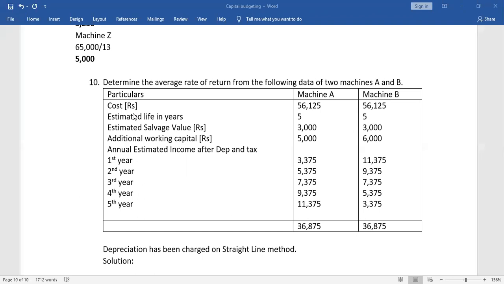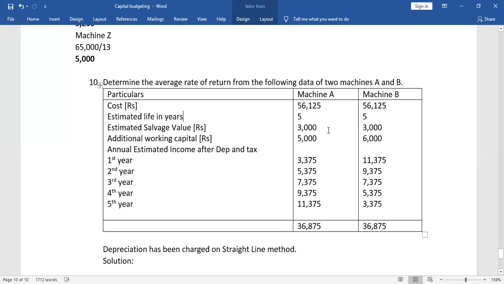So the cost for both the machines is the same, 56,125. And then estimated life in years, 5 years A will run, 5 years B will run. So estimated life also is the same. Estimated salvage value for A also is 3,000.